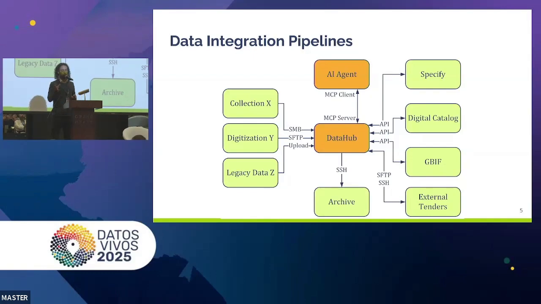And I also have to mention that those services on the right side could also be sources of data from which we extract data again. For example, we might extract data from our collection management system, Specify, to prepare it, for example, to transform it to Darwin Core Archive and prepare it for GBIF.